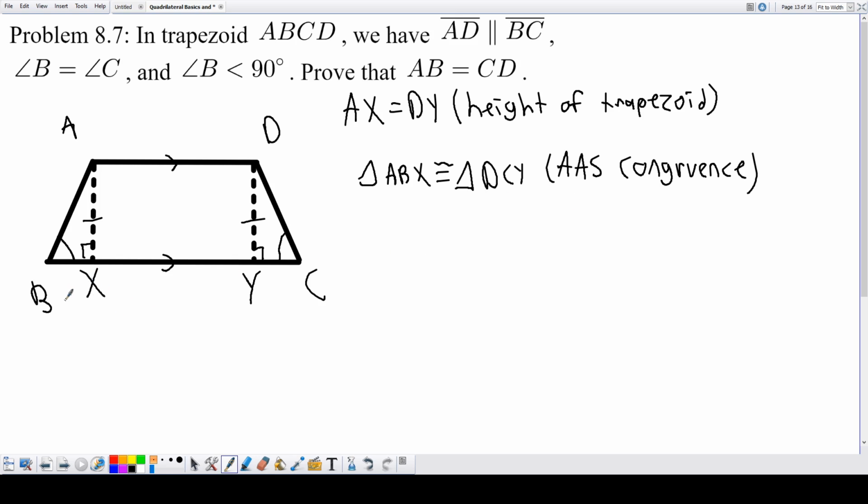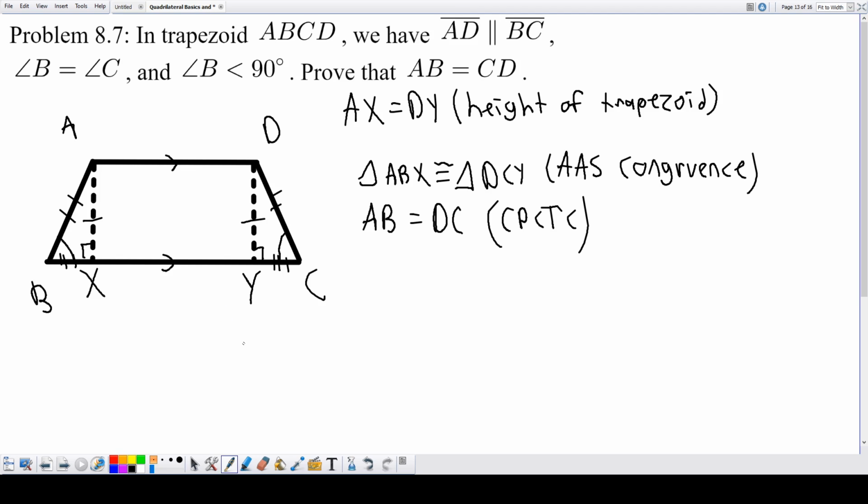And if that's true, well, it lets us know that AB is equal to DC by CPCTC. Congruent, or corresponding parts of congruent triangles are congruent. So that completes the proof. Maybe one other thing to note is that BX and YC are the same.